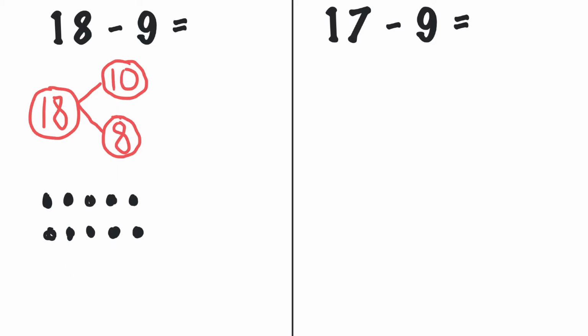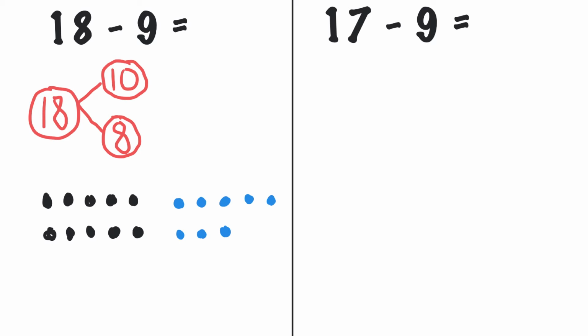Now I need my group of 8. So let me go ahead and make my 8 dots now. 1, 2, 3, 4, 5, 6, 7, 8. Okay, it's all drawn out now. I've got my 10 and 8 for my 18. Now I can go back to my subtraction part.